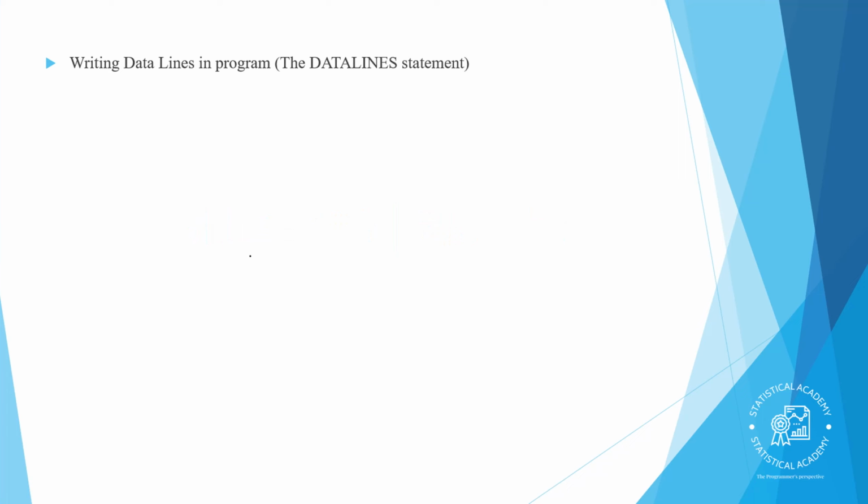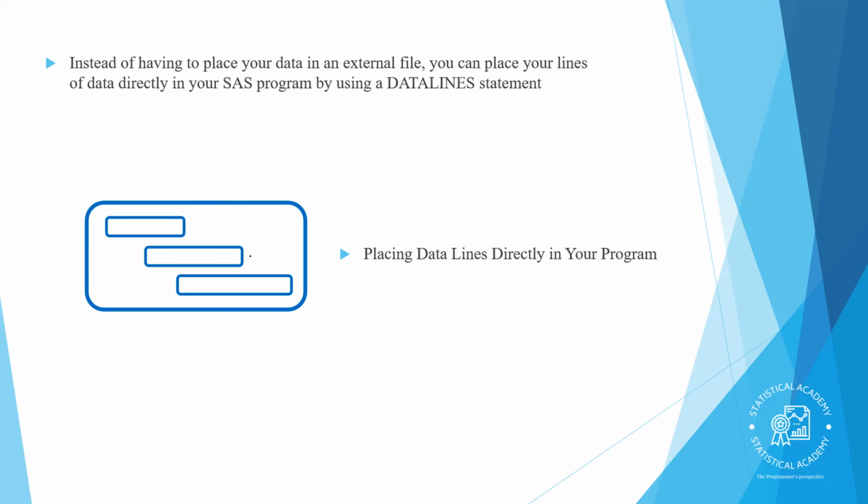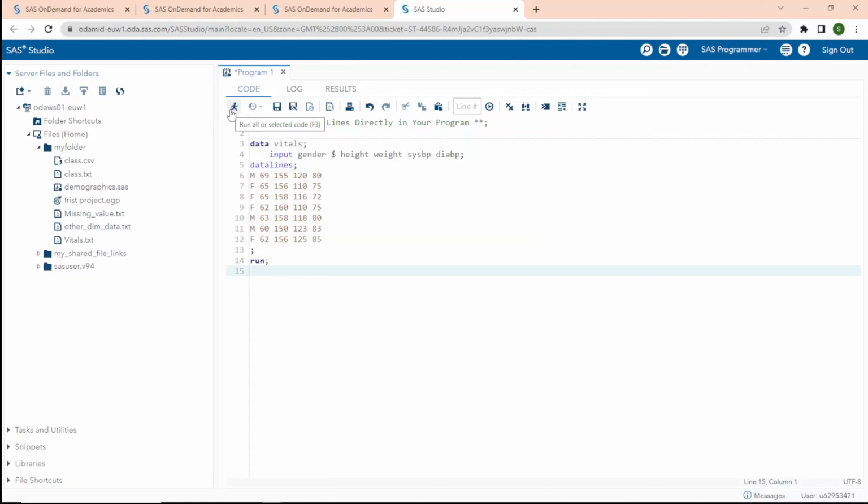Suppose you wanted to write a short test program in SAS. Instead of having to place your data in an external file, you can place your lines of data directly in your SAS program by using a DATALINES statement. For example, suppose you wanted to read data from the text file vitals.txt, blank delimited data with values for gender, height, weight, systolic blood pressure, and diastolic blood pressure, but you don't want to go to the trouble of writing the external file. We will write the program and run it.